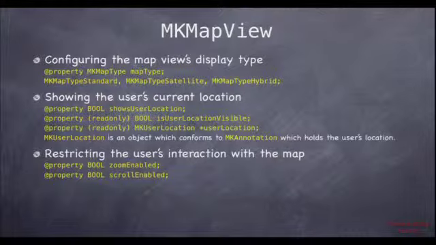Display type, one of the extra credit items is to show satellite mode map, or a hybrid between street mode and satellite mode, so you can play with this map type property. You can also show the user's current location on there with a special pin. And you can also control zooming and scrolling on the map. If you just want a fixed map that you don't want the user to be able to scroll around on, you can do that.